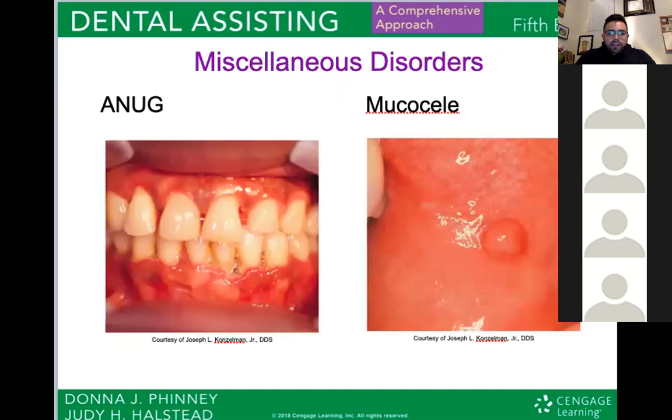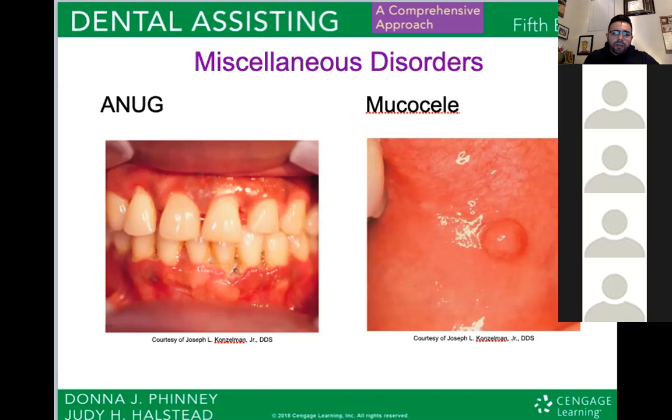Acute necrotizing ulcerative gingivitis, also known as ANUG, is a condition seen in young adults and teens. This is just ulcerative gingivitis. We can see this bulbous, ulcer-looking, swollen gum tissue around this patient's mouth.